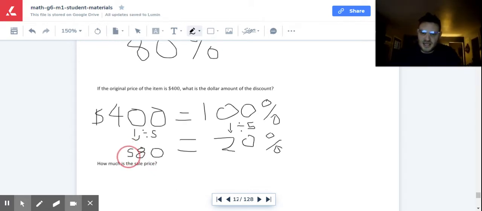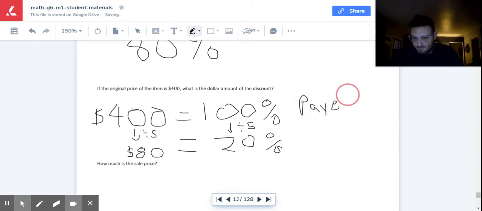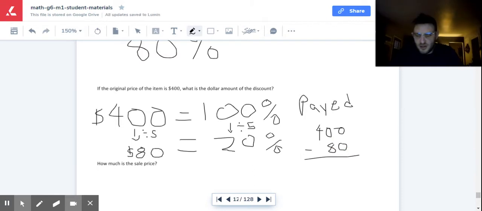So she saved $80. So then how much did she pay? So she paid 400 minus 80. And I know that you could probably do this in your head, but I'm just showing you. So 400 minus 80, that's 0. 40 minus 8 is 32. So she paid $320. Boom, easy enough.